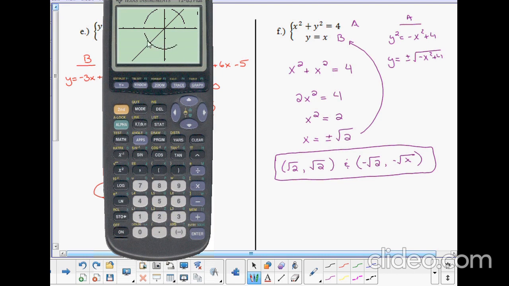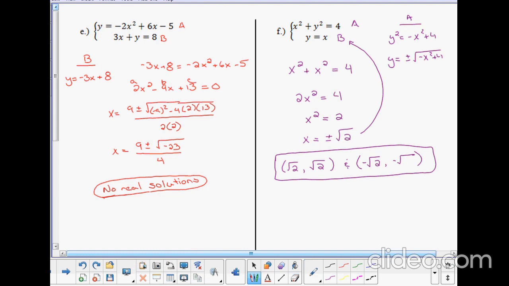So we can see our second intersection is down here, so I'm going to hit second trace, go to the intersect option. I'm going to move my cursor down close to the intersection we're looking for, hit enter. Now notice that my cursor's up on this top curve. In my calculator I had to put in 3 equations, so I need to push the down arrow key to move it to the bottom curve. Now I can find that intersection and find out that it is negative root 2, negative root 2. So there we have both solutions for F.